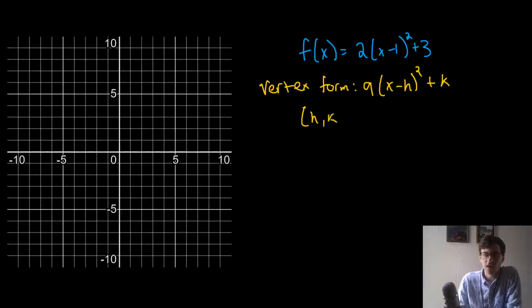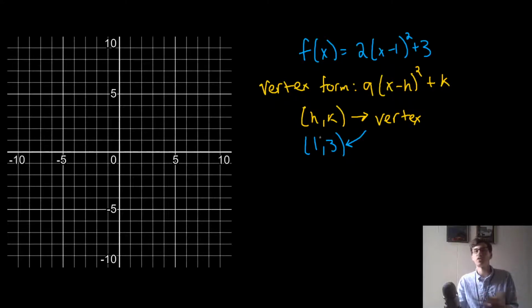h comma k, that point is the vertex like we just saw. So here, my vertex is 1 comma 3. Notice it's minus h. So if I have minus 1, it's positive 1. If I had plus 1, it would be negative 1. So my vertex then is at (1, 3). Look, I didn't have to do any calculations, and I was already able to find something out.